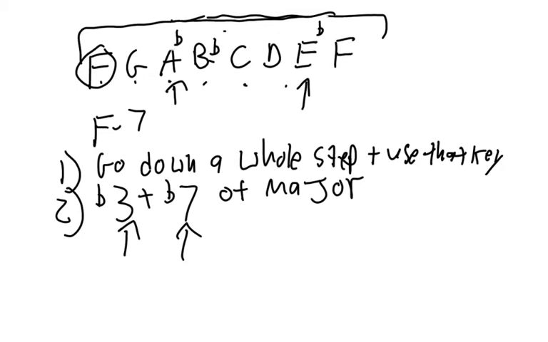Now let's try one more case study here. We'll randomly pick one. Let's go with D. Well, let's not go with D, that's an easy one. Actually, let's go with D because it's simple and clear. So let's say our chord symbol says D minor 7.